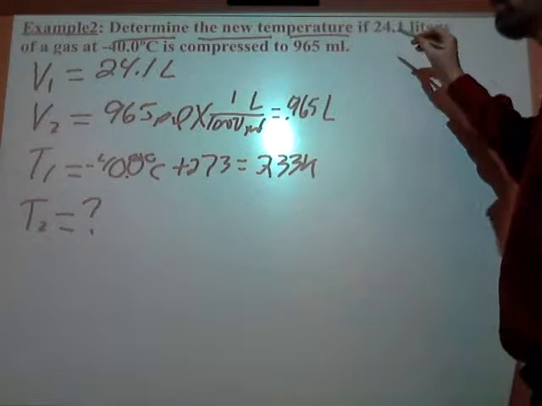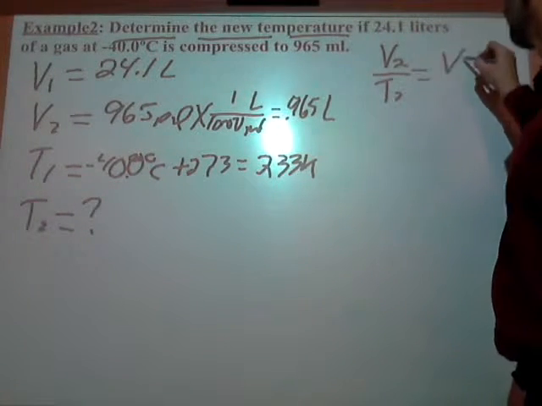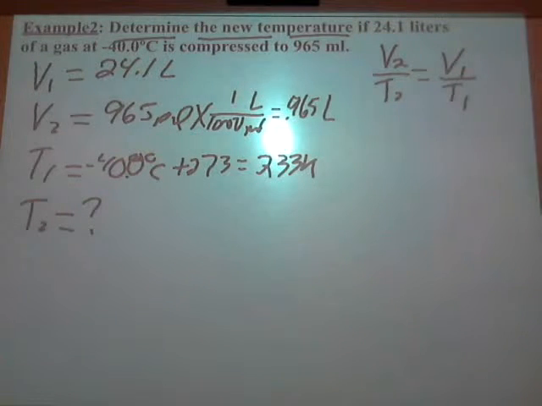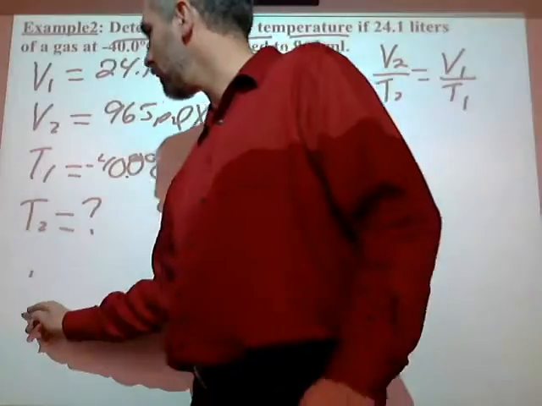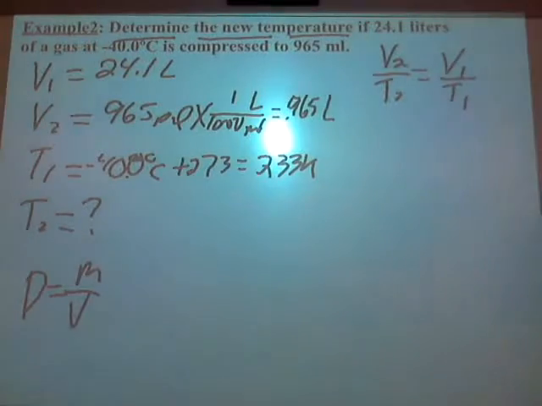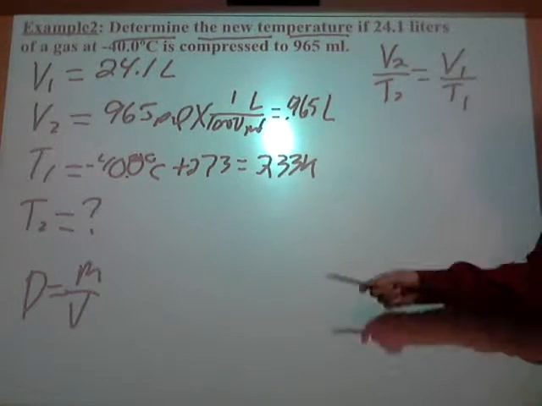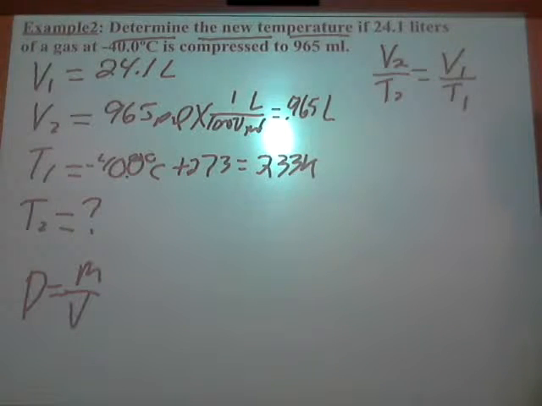Second step. This is the one I want to spend a little bit of time on this time. V2 over T2 equals V1 over T1. What's the problem with this? The same problem we had when you were solving density problems and you had to solve for volume. People make mistakes trying to rearrange it. Where's the variable I'm looking for? It's in the denominator. Now, some of you may not realize, but that's a problem.